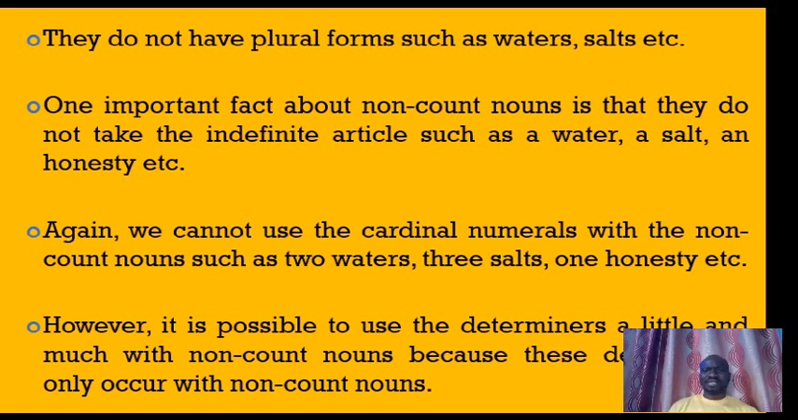One important fact about non-count nouns is that they do not take the indefinite article, such as a water, a salt, and honesty. Non-count nouns do not take the indefinite article, as in a water, a salt, or an honesty. No. Again, we cannot use the cardinal numerals with non-count nouns, such as 2 waters, 3 salts, and whatever. You cannot say that. However, it is possible to use the determiners a little and much with non-count nouns because these determiners only occur with non-count nouns.